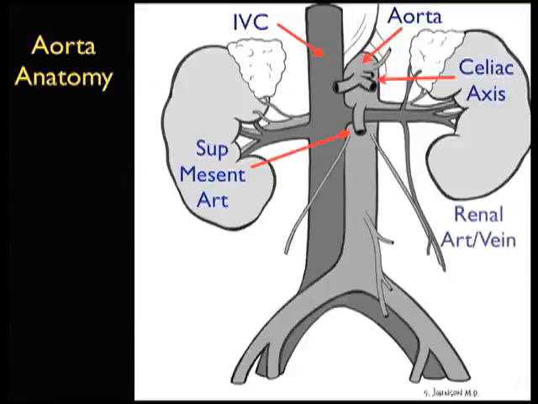The next major branch that we can see using bedside sonography is the superior mesenteric artery. And this is a very important landmark as the renal artery and vein come off the aorta at about this level.